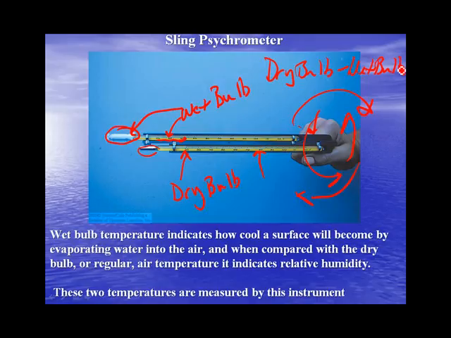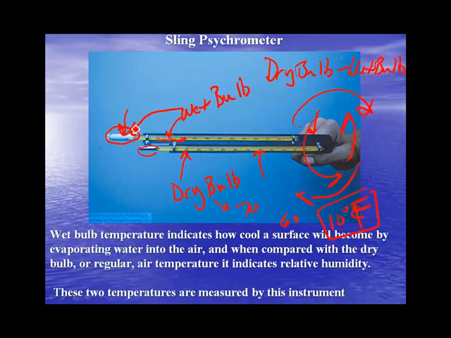We subtract those. So let's say, for instance, the dry bulb temperature reads 70 and the wet bulb reads 60. That means we have a depression, a difference of 10 degrees Celsius or Fahrenheit. In this particular case, it would be Fahrenheit. And so from that, we can look at a table of what we call depressions or differences, and we can actually figure out the relative humidity. So it's an indication of the amount of moisture.